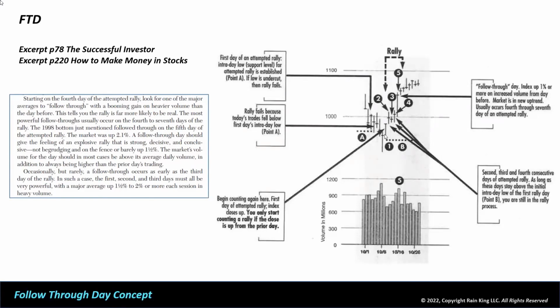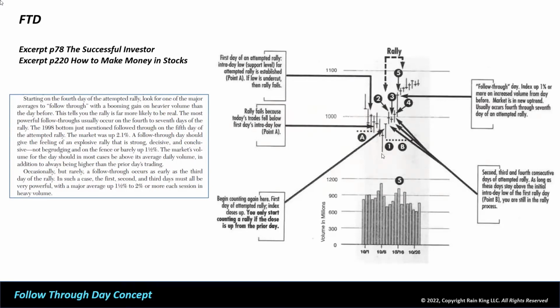So let's look at this closely. As the market has come down, it's declining, and it's starting to make new lows. At some point, the market will rally. And the note says the first day of a rally attempt is the intraday low, it's a support level for the attempted rally is established. So if we take this first day, the first day of the rally, and if the low is undercut, then the rally fails. Now, in this case, Bill's showing that here on day 2, the rally fails because we undercut the low, which is this dotted line. So we undercut, so that negates that rally attempt.